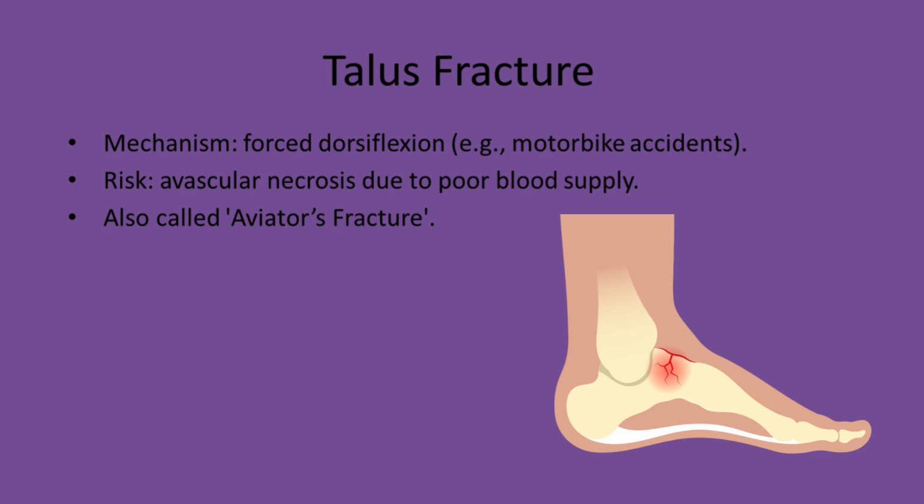This slide describes talus fractures, which involve breaks in the talus bone, located between the heel bone and the leg bones. These fractures can occur from forced dorsiflexion of the foot, such as in motorbike accidents. A significant risk with talus fractures is avascular necrosis, where the bone tissue dies due to a poor blood supply. Talus fractures are also sometimes called aviator's fractures. The image shows a fracture in the talus bone. Proper treatment is crucial to preserve blood flow to the bone and prevent long-term complications.